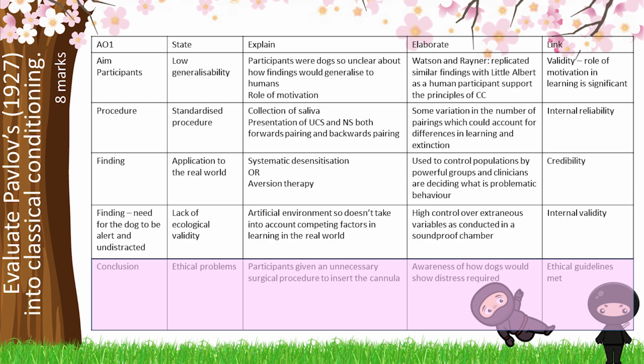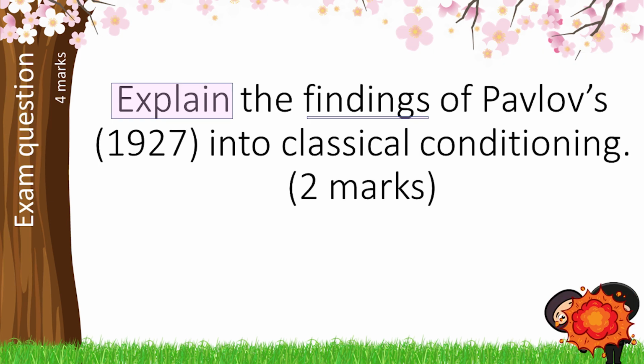And then we can lead into ethical problems. Be really careful here because we don't want to talk about informed consent and that they're dogs and they're not giving informed consent. I know that is true, but we sound a little bit juvenile in terms of saying that. So what you want to be saying is either that the participants were given an unnecessary surgical procedure which isn't protecting them from harm, or because animal participants show problems with right to withdraw because they're animals, we need to be aware of how they might show distress as a researcher so that we can withdraw them. Overall, Pavlov's study did meet ethical guidelines, although you can talk about this was in 1927 and the guidelines now are different. Okay, let's have a look at some exam questions then.